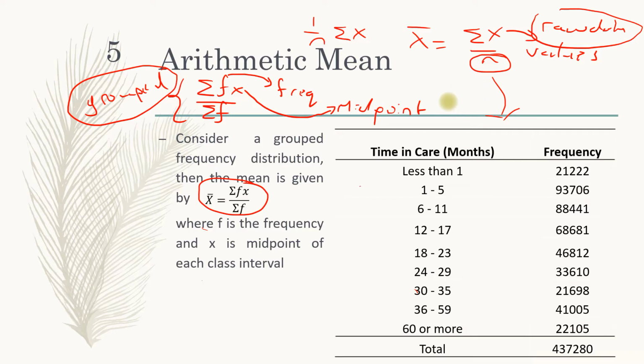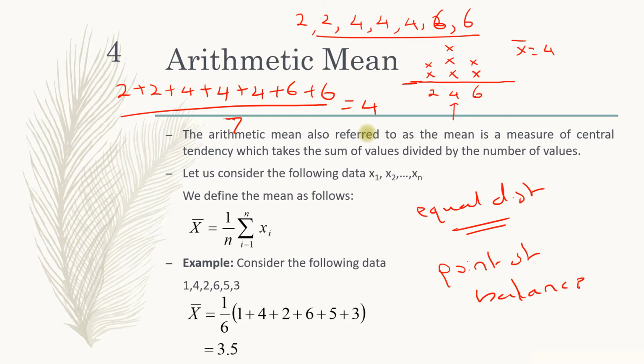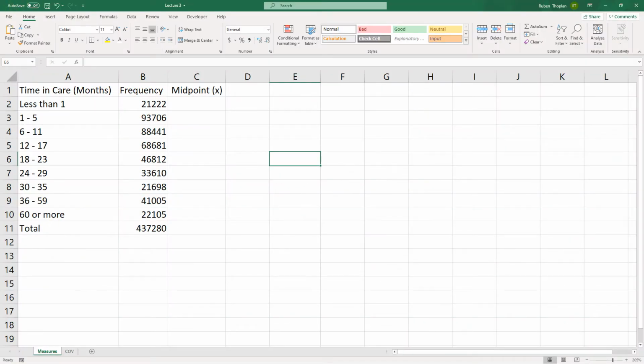So let's try to implement this and calculate the mean for this data, okay? Look at the difference. In the previous case, you added the values, you divided by n, you were done. But here it is going to be slightly different. Just bear in mind this formula, and then we'll do it in Excel to avoid wasting much time. So here we go.